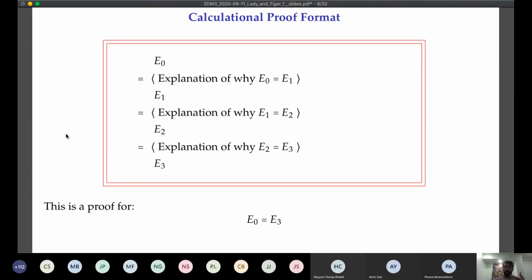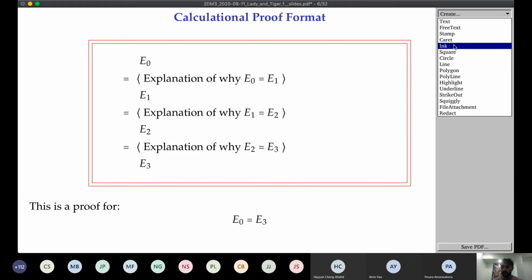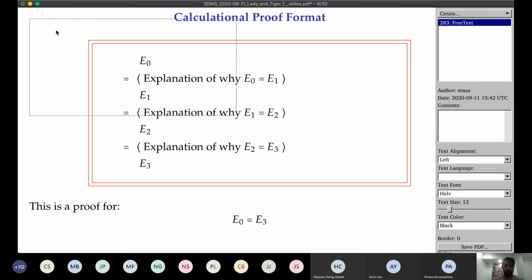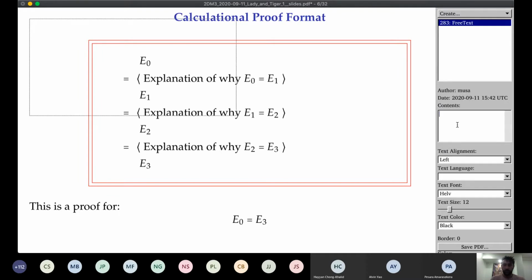So what we'll do is write our proofs in this linear style, if you will, and it proves E0 equals E3. Again, just in case you forgot from yesterday, let's write up some text. E0 equals E1, and then E1 equals E2, and then finally, E3 is obtained from E2.